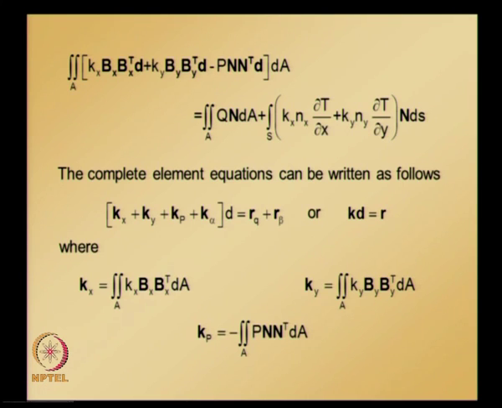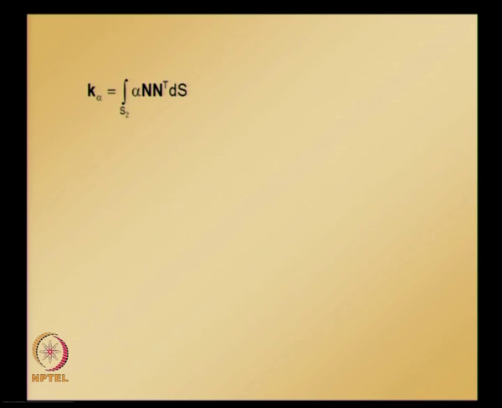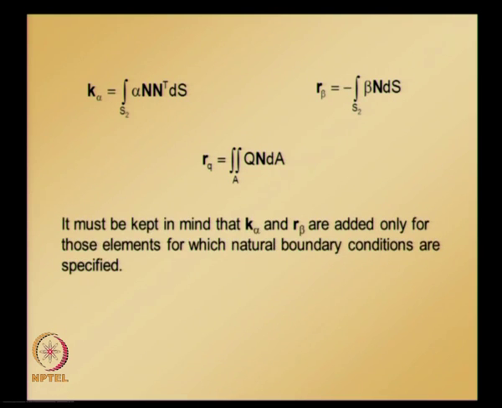So, this is how kx, ky, kp are defined, and for the rest of the terms, k alpha is defined like this, which needs to be evaluated over the surface on which the natural boundary condition is specified. R beta is again over the boundary on which the natural boundary condition is specified. Rq is a domain integral. By evaluating all these quantities we can get element equations. Once we use shape functions and trial solution corresponding to a 3 node triangular element, we get element equations for the 3 node triangular element.